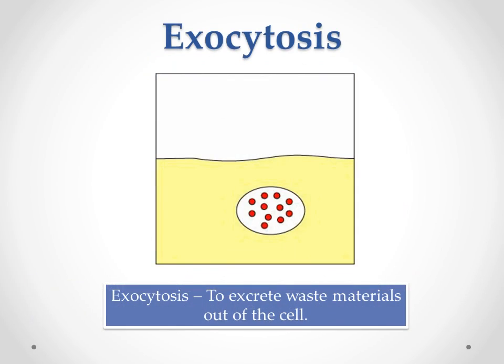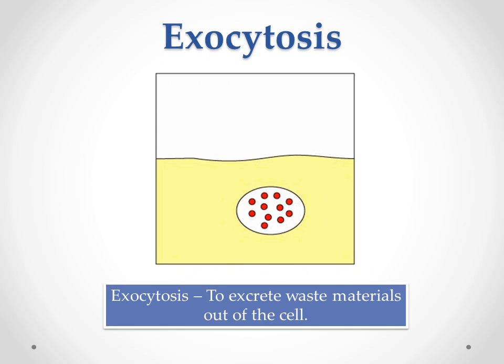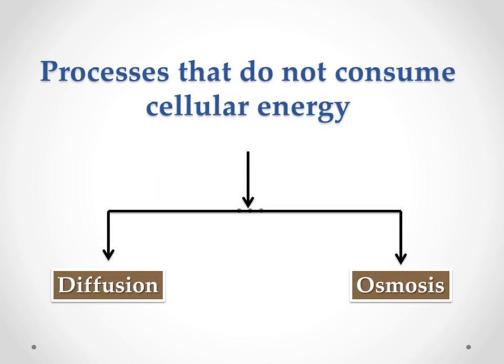Now let us see how exocytosis takes place. Exocytosis means to excrete the waste material out of the cell. We have just seen that endocytosis and exocytosis are the activities that consume cellular energy. But there are some processes that do not consume cellular energy. They are diffusion and osmosis.